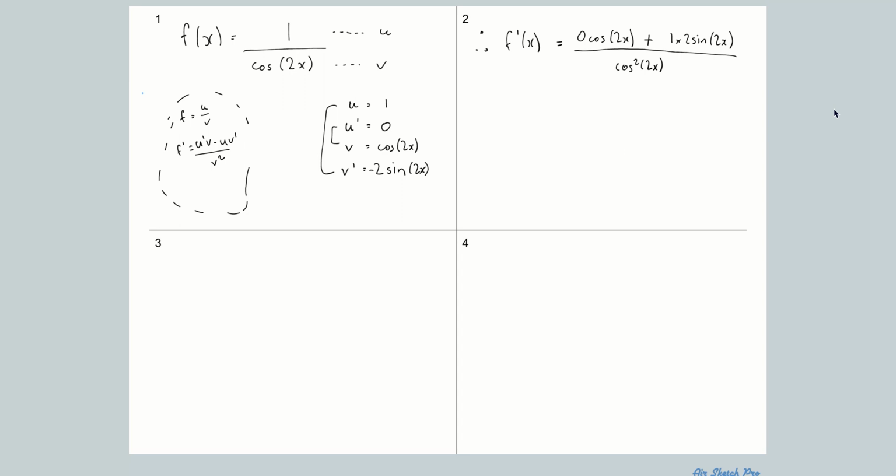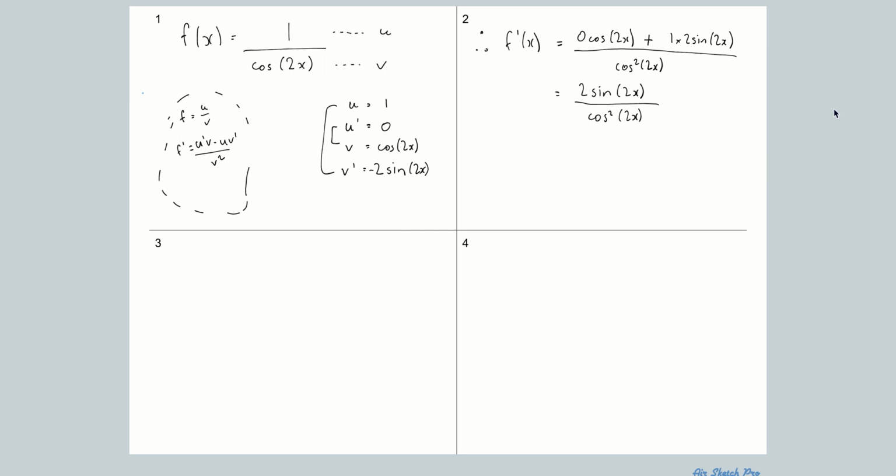Okay, so where does that get us? On the top, we've got 0 multiplied by cos of 2x is 0, so that's gone. And 1 times 2 sine 2x is just 2 sine 2x. Okay, so that's the top done. On the bottom, we've got cos squared 2x. And we're pretty much done. If you go to your textbook, this was exercise 14a, question 8, and that's what the answer will be.